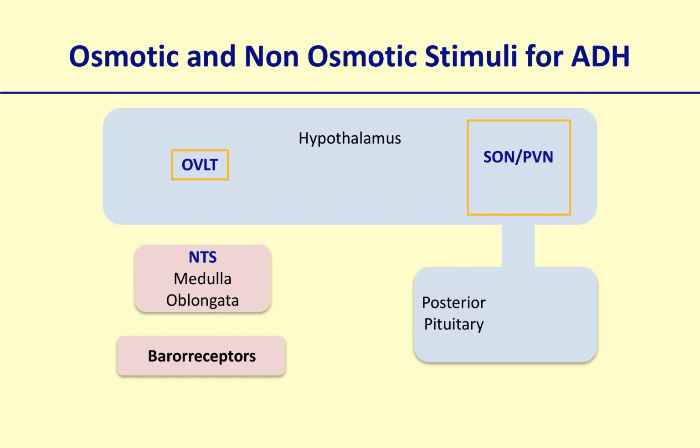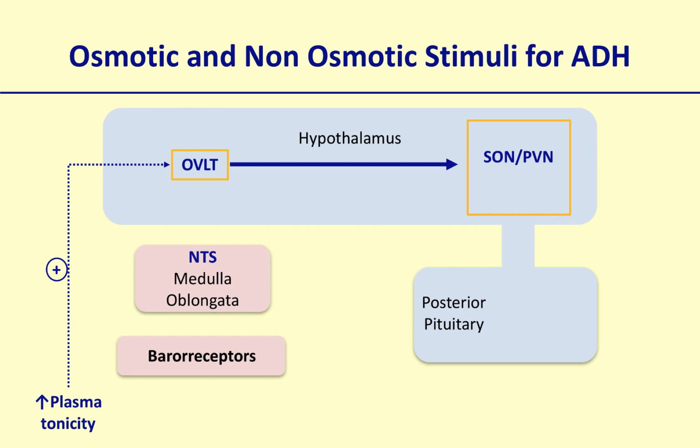Now, in order for us to do that, we're going to first review the 2 physiological stimuli for ADH. We have an osmotic stimulus for ADH and we have a non-osmotic stimulus for ADH. The osmotic stimulus occurs when the plasma tonicity changes. When the plasma tonicity is high, for instance, that's going to stimulate the main central osmoreceptor, which is the OVLT, located in the hypothalamus, which will send signals to the ADH producing neurons in another area of the hypothalamus, the supraoptic nuclei and paraventricular nuclei. These are going to produce ADH, which will then travel down the pituitary stalk into the posterior pituitary, and then be released into the circulation.